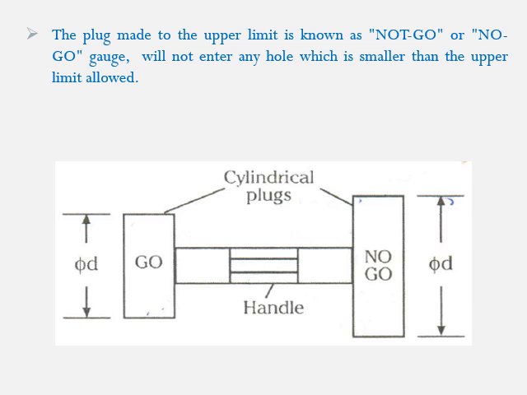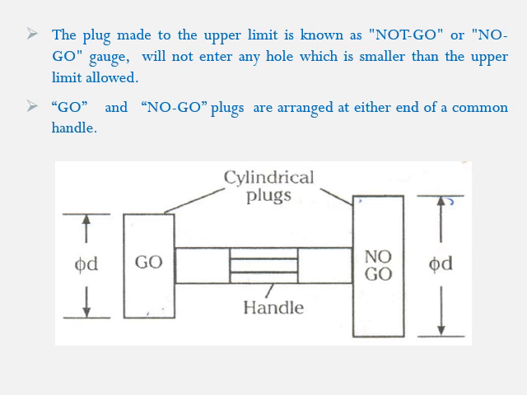Here the plug gauge with the upper limit is known as the not go gauge or no go gauge, which I mentioned now, which will not enter any hole which is smaller than the upper limit allowed. So go and no go plug gauges are arranged at either end of a common handle, which we can see in this figure or in the last photographs. On a common handle, on one side there will be a go gauge, on the other side a no go gauge.